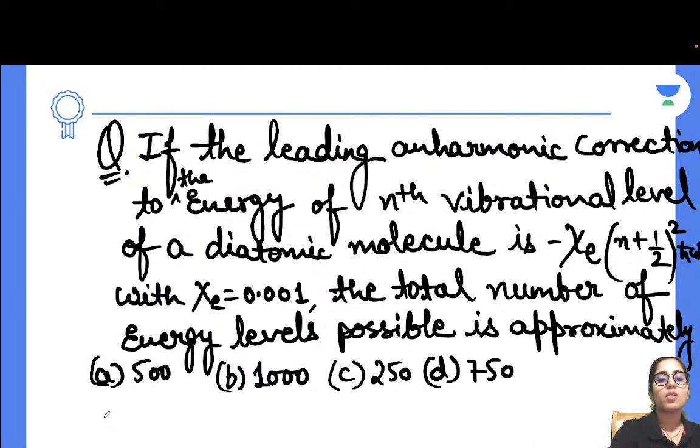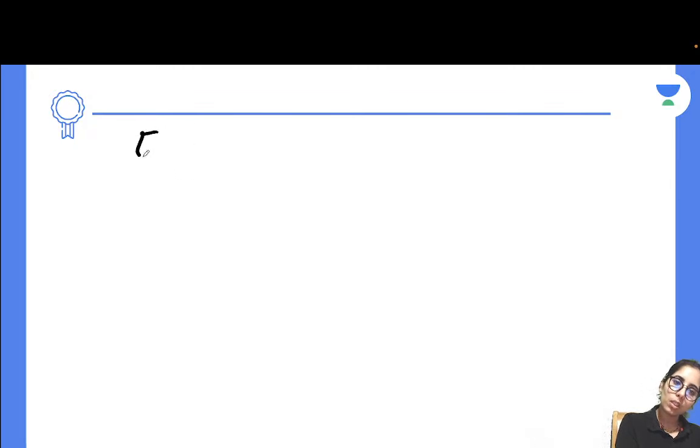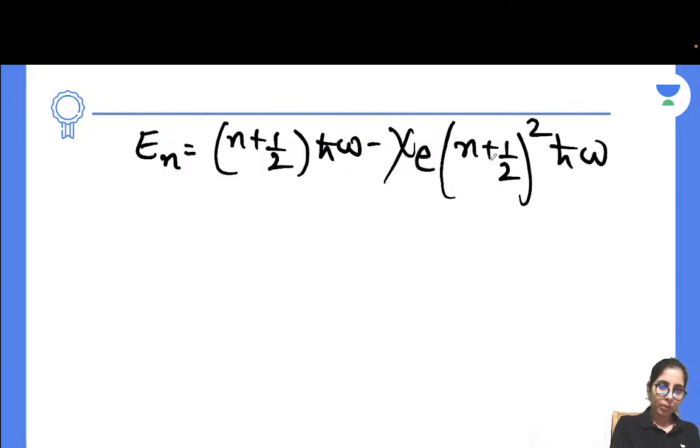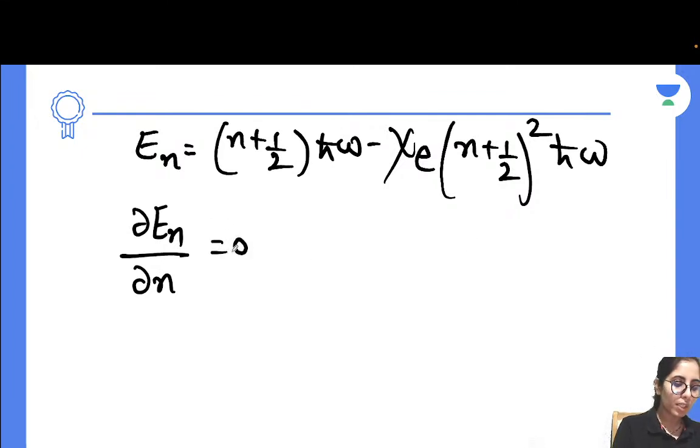But in case of harmonic, we just have the formula for the energy, which is n plus half h cut omega, right? So your total energy this time will be n plus half h cut omega minus zeta e n plus half squared h cut omega, right? Now n tells you which state it is. So if you want to find the maximum number of states, you differentiate the energy with respect to n and equate it with 0. Can you tell me what value of n you are going to get from here? Because that is the maximum value of n which will be possible.